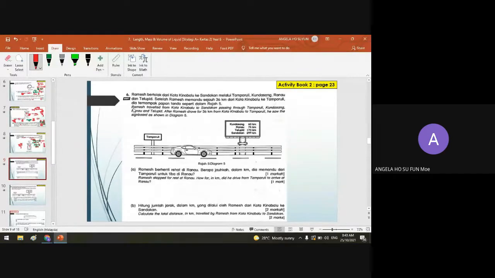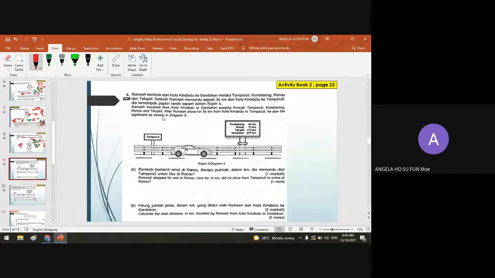For example, Ramesh is traveling. He traveled from Kota Kinabalu to Sandakan. How many of you ever go to Sandakan from Kota Kinabalu by car or by bus or other vehicles? You know that it's very far. They were going to pass through Tampaluri, Kundasang, Ranau, and Telupid. These are all the small towns that you are going through.